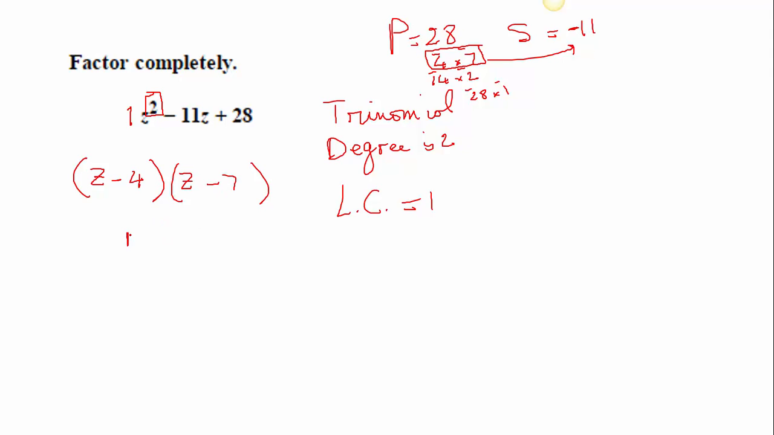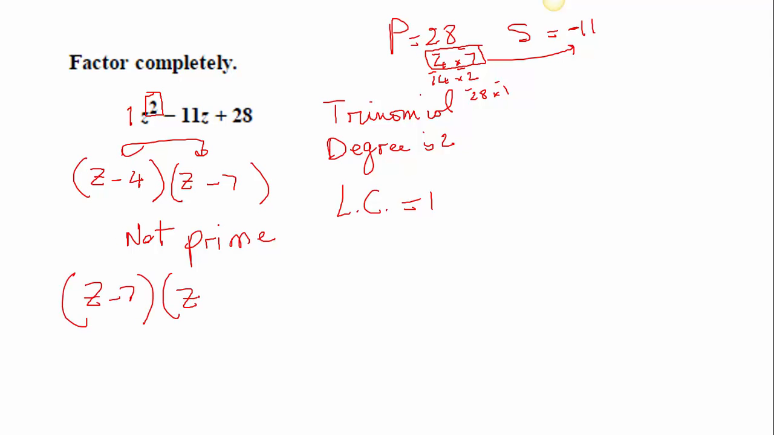This is not prime, right? Because it can be factored, then it is not prime. Also, the order is not important. You can start by z minus 7 times z minus 4. So order is not important. This is the final answer. Either this one or that one.